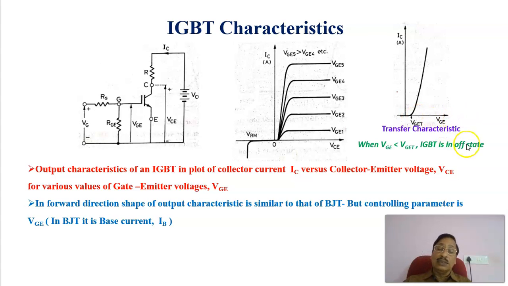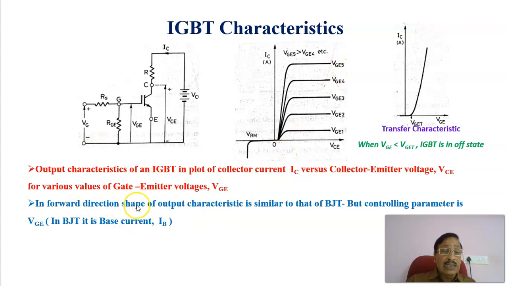One more thing is that in the reverse side, the third quadrant, when the collector to emitter voltage is reverse, there will be leakage current, and until this point, then breakdown takes place. Therefore, the output characteristics of an IGBT is the plot of the collector current versus the collector to emitter voltage, VCE, for various values of gate to emitter voltage VGE. This is the output characteristics of an IGBT.